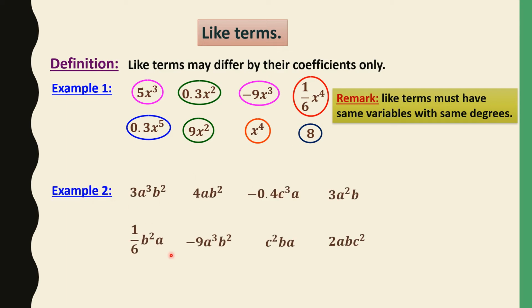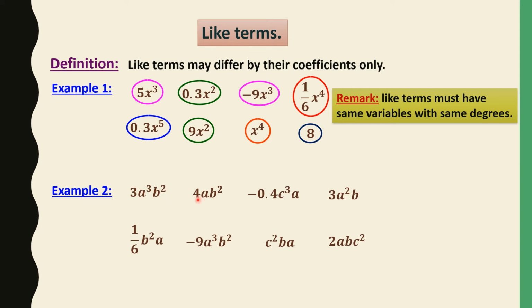Example 2, we have these 8 other monomials. Let's try to find the like terms. Let's start with the first one. We have 3a cubed b squared. This is a monomial with two variables, a and b. The degree of a is 3 and the degree of b is 2. We need to find a like term which also has these two variables, a and b, with the same degrees.